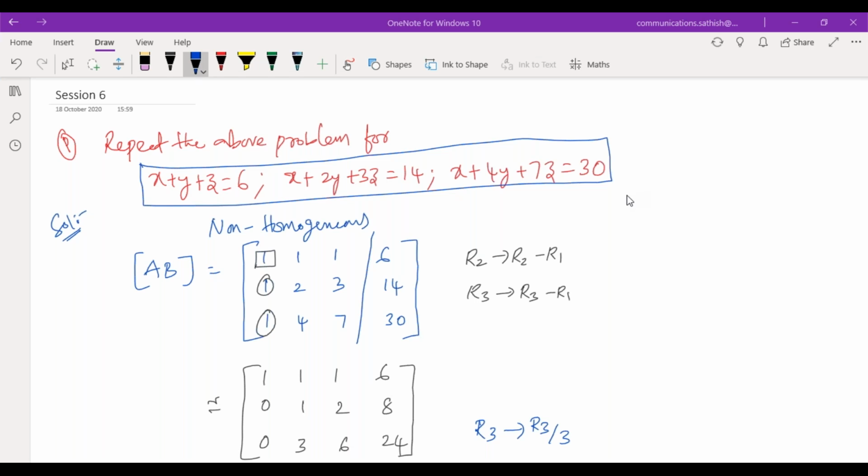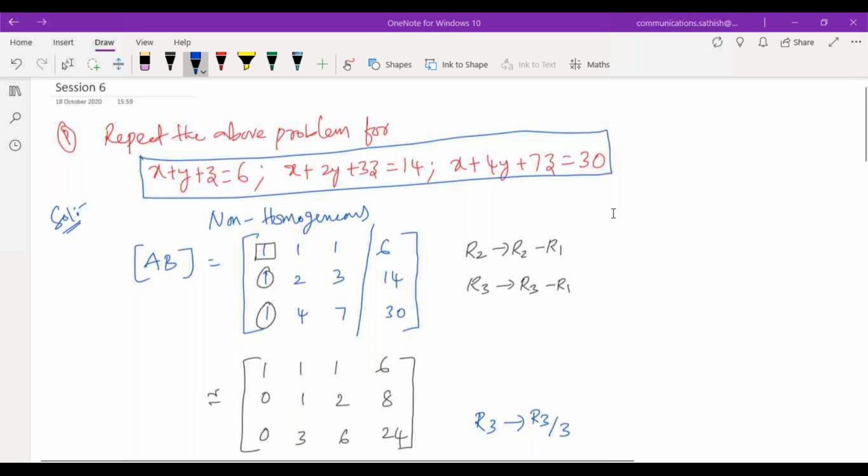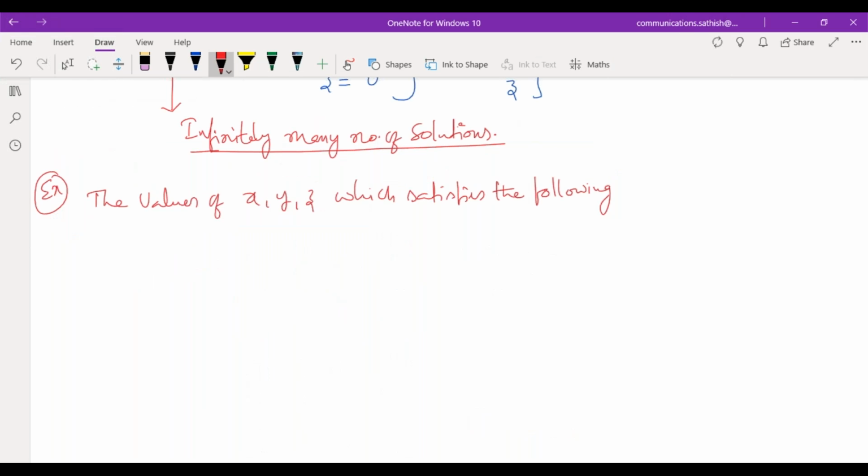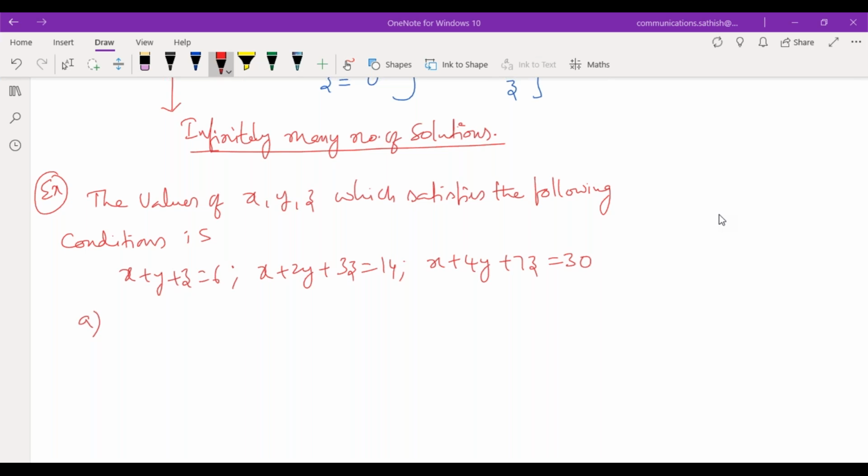And they gave the options like A) 7, 3, minus 4, B) minus 3, 10, minus 1, C) 3, 8, minus 5, and D) none. This is the question. So how will you people solve this one? The same question, I just gave options. What will happen for this?